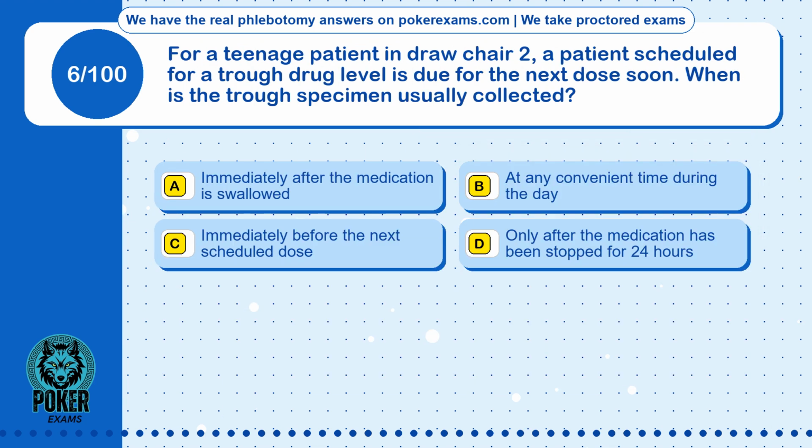Question 6. For a teenage patient in draw chair 2, a patient scheduled for a trough drug level is due for the next dose soon. When is the trough specimen usually collected?